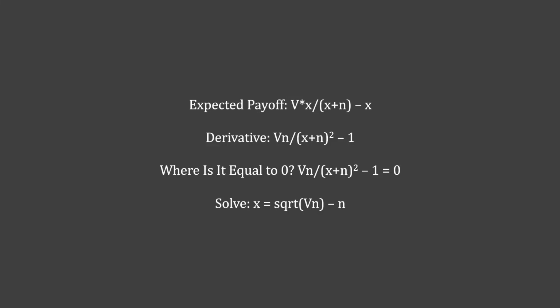We take the derivative of that expected payoff, which is V times N divided by the quantity x plus N squared, minus 1. We find where it's equal to 0 by tacking on an equal to 0 at the end. And then we solve for x, which yields us the square root of the quantity V times N, minus N.